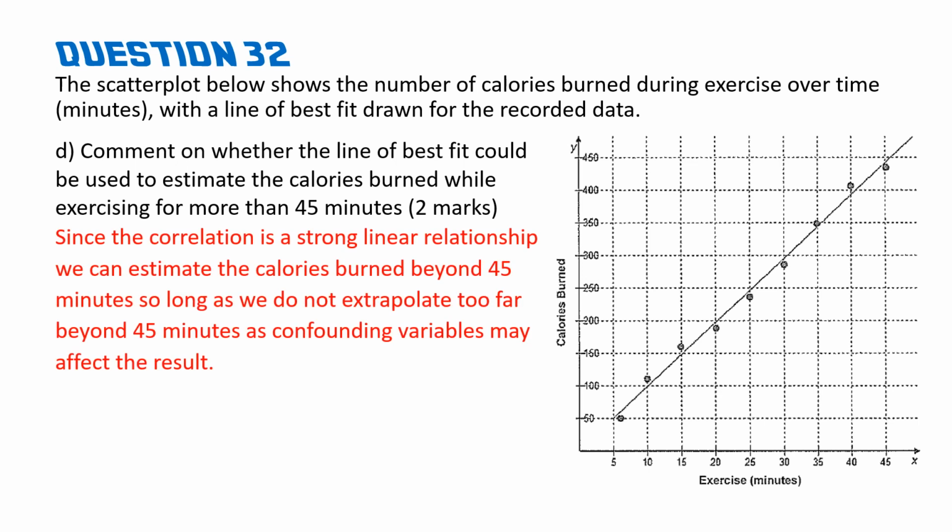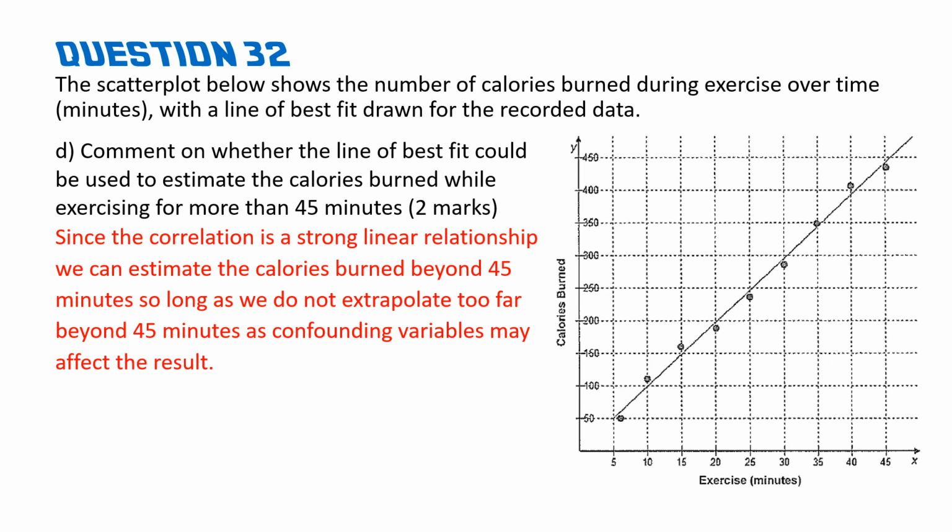So what we can therefore say is that because this correlation is pretty strong, it's a nice, good, strong linear relationship, for a little bit beyond 45, it will be safe. So since the correlation is a strong linear relationship, we can estimate the calories burned beyond 45 minutes, so long as we do not extrapolate too far beyond those 45 minutes. So we could use this for 50 minutes, 55 minutes, maybe an hour, but anything beyond that, there are too many confounding variables that will affect our results.